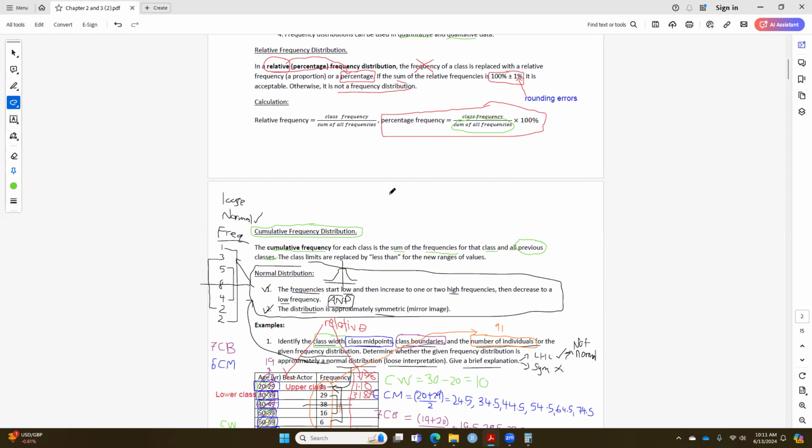However, you need to know this when you do your classes, this is super important. I'm going to highlight this so you will see it in here. When you do your class limits, you have to replace them with the words less than in this case.